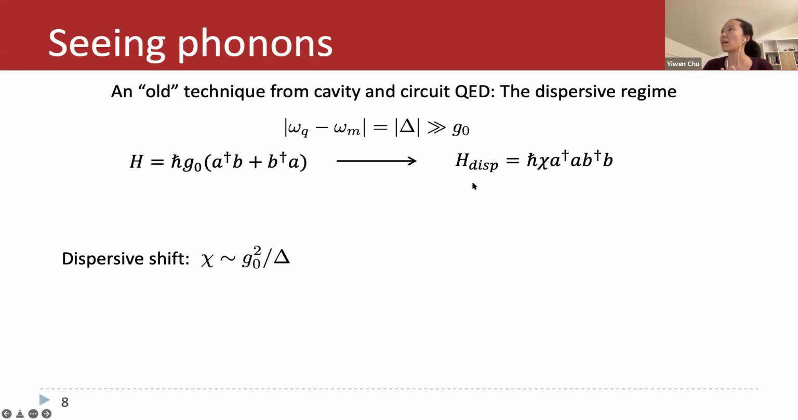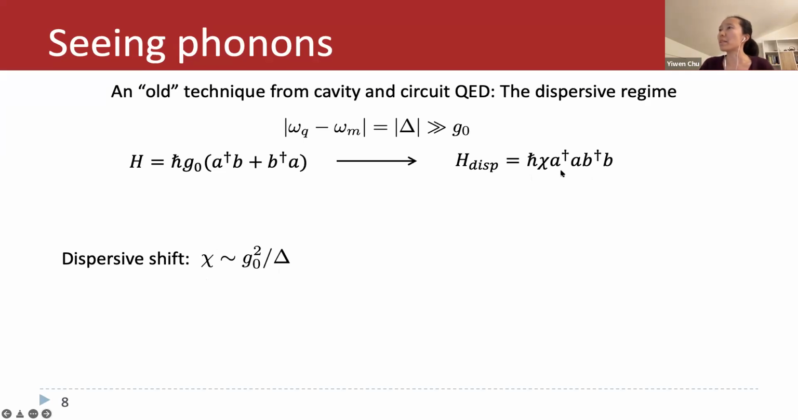If you look at the form of this Hamiltonian, what it tells you is, right here, for example, you have the term A dagger A, which is essentially telling you the energy or the frequency of your qubit. And you see that that's going to depend on how many excitations, represented by this B dagger B operator here, are in your mechanical resonator. The prefactor here is called the dispersive shift, chi, which in our particular regime is approximately given by the coupling strength squared divided by the detuning.